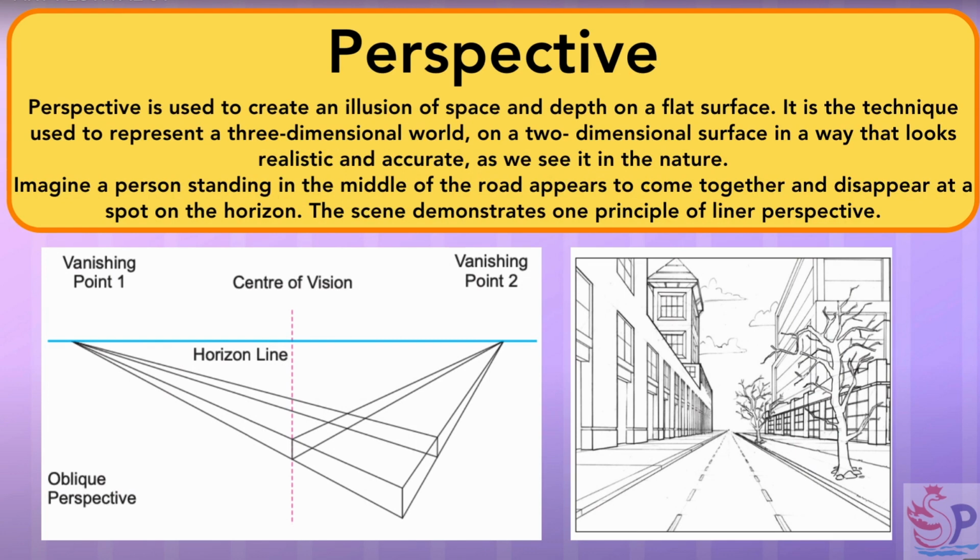Perspective. Perspective is used to create an illusion of space and depth on a flat surface. It is the technique used to represent a three-dimensional world on a two-dimensional surface in a way that looks realistic and accurate, as we see it in nature. Imagine a road where the sides appear to come together and disappear at a spot on the horizon. The scene demonstrates one principle of linear perspective.